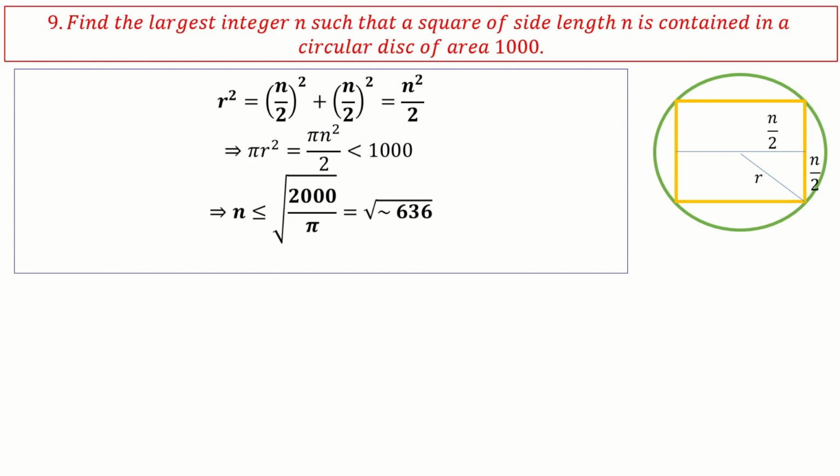So my integer value, right? I am looking for integer n. So the maximum n is, right, 25. 25 square is 625, that's the closest to 636. So maximum n value is 25, that is the answer. Okay, next. This is definitely easy. Once you draw the picture, I think you can get it.